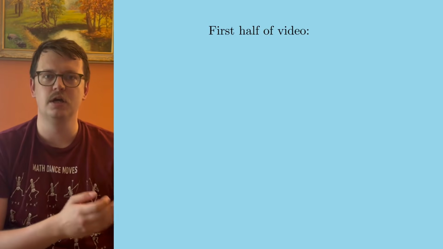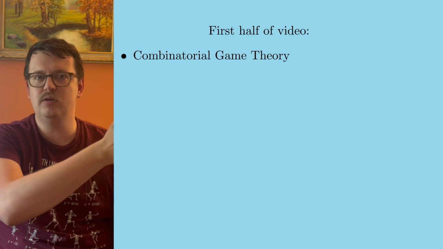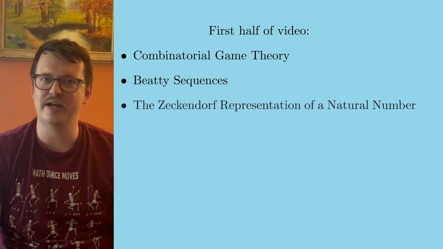So I won. How did I do it? That's what this video is going to be about. This game is called Wythoff's Nim, and we're going to derive a complete winning strategy for it that you can compute in your head. Along the way, we're going to need 3 tools: combinatorial game theory, Beatty sequences, and the Zeckendorf representation of a natural number.